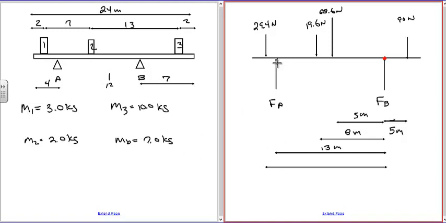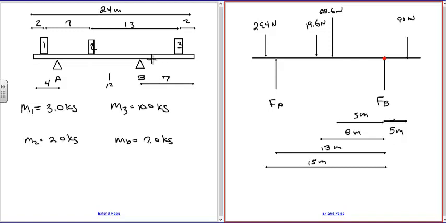And then we've got the distance from here to there. So how do we do that? Well, we've got 7 meters here. So from here all the way to the end has to be 24. So if this is 7, this one has to be 17. 17 plus 7 is 24. So this is 17, and then you subtract 2, which is 15.